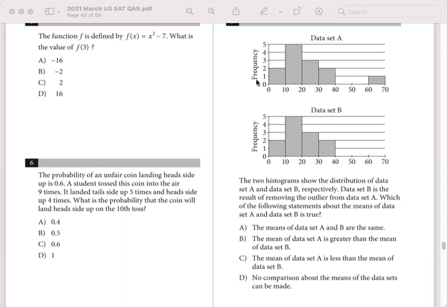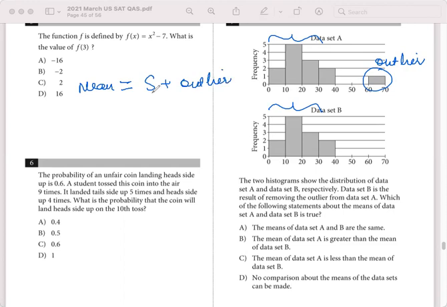So you can see that all the values in this region are common to the two data sets, except for this outlier value, right? There is this one outlier value between 60 and 70 that has been removed in data set B, right? So you can see that when I do the sum of values in data set A, then my mean will be, let's call the sum of these values S plus this outlier value divided by what is the total frequency?